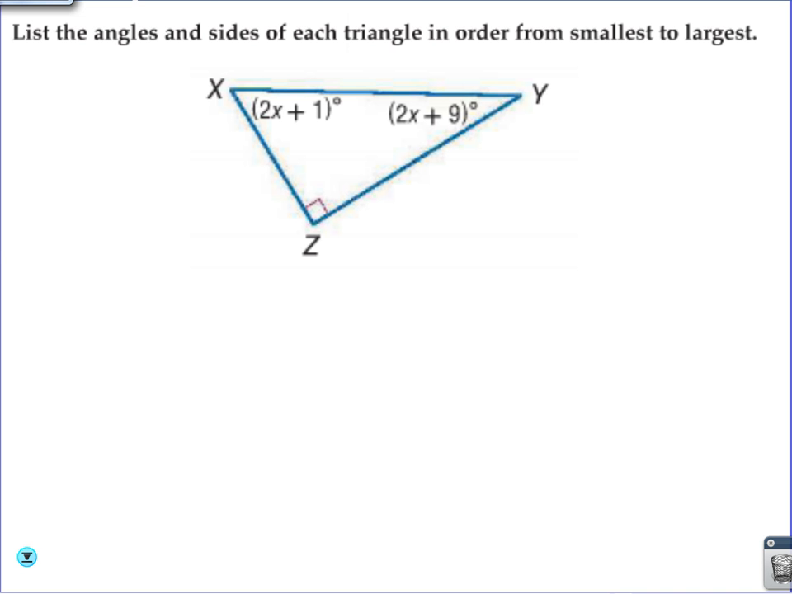List the angles and sides of this triangle in order from smallest to largest. But you don't have any angles except for the 90. You do know the largest side, though, don't you? In a right triangle, the largest side is called the hypotenuse and is always located across from that 90-degree angle.